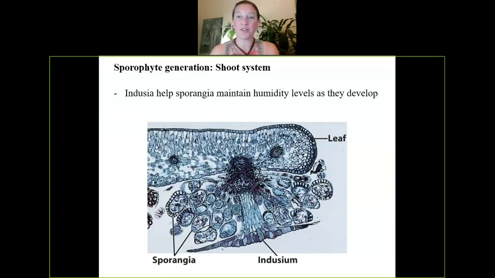Here is a cross section through a fern leaf to help you see the indusium better. So let's annotate with a different color because this is kind of a blue slide. I'll do, I guess, bright green. So this is the fern leaf right here. I'm going to erase that, but that's the cross section of the fern leaf right there.